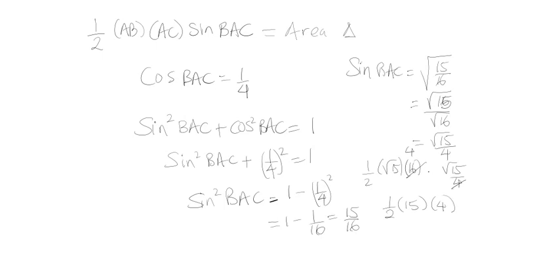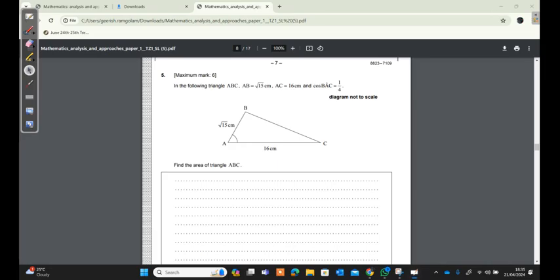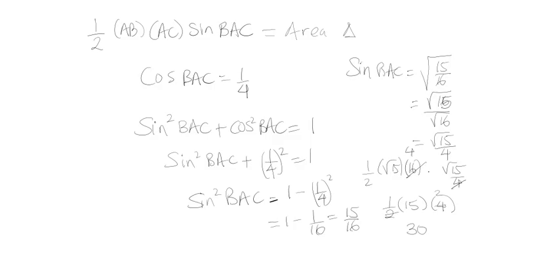And since it's a paper 1, we try to simplify as much as we can. So the 2 will go into the 4 2 times, and 15 times 2 is 30. So you end up getting 30 units square. I'm just going to go back and check the question. So it was centimeters here in the question, so we can write the answer as 30 centimeters square.